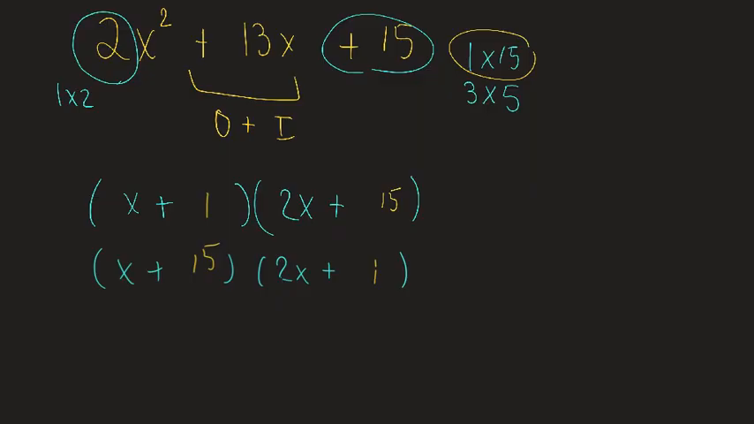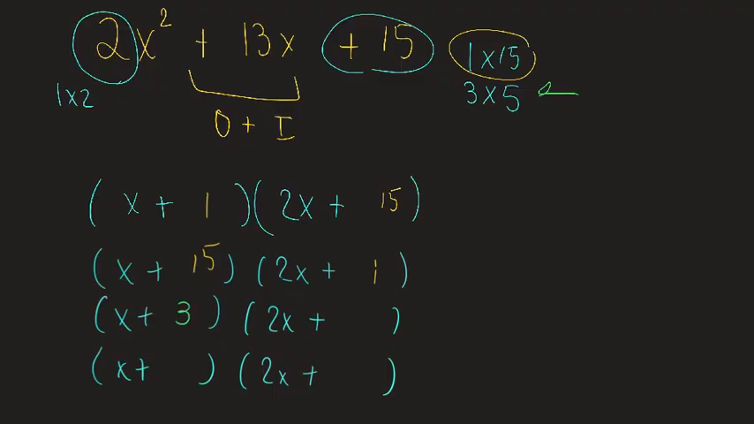Oh, you know what I should do? I should write it again. x plus, 2x plus, x plus, 2x plus. Now, we're going to do the options for 3. I could put a 3 here and a 5 here, or a 5 here and a 3 here. I'm going to have to OI each of these.